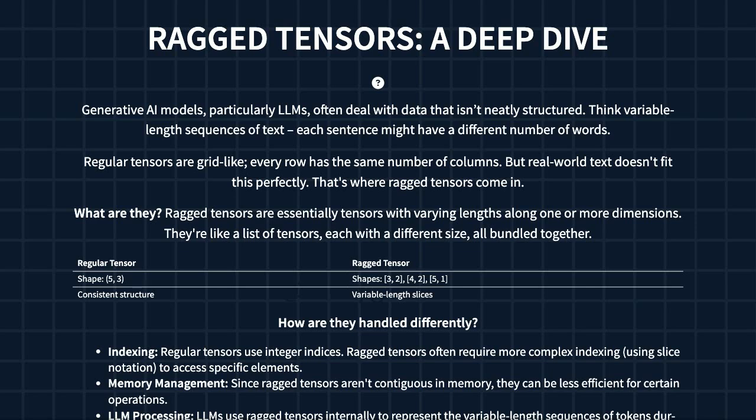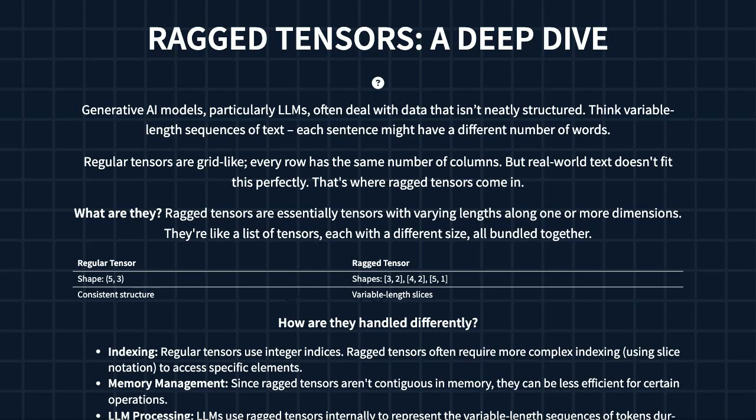But real-world text doesn't do that. That's where ragged tensors come in. They're essentially a bunch of smaller tensors, each with a different size, combined into one structure. They use more complex indexing to grab specific parts, and can sometimes be a bit less efficient for certain calculations because they aren't stored contiguously in memory. But this flexibility is crucial for LLMs, allowing them to handle sentences of any length without having to pad or truncate everything.